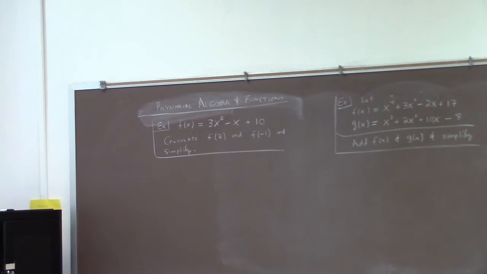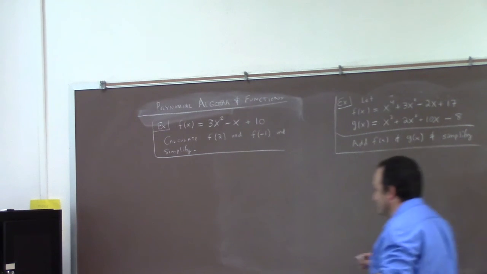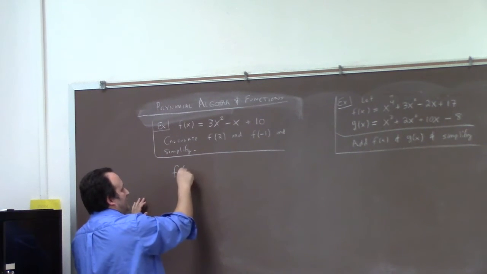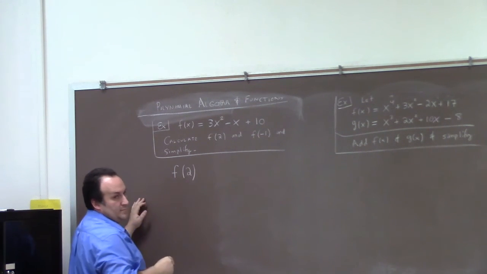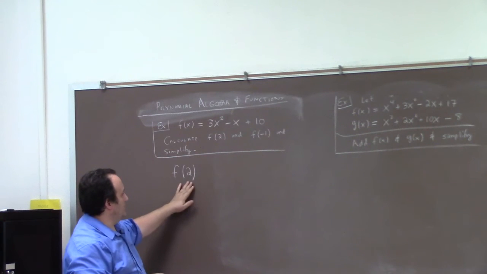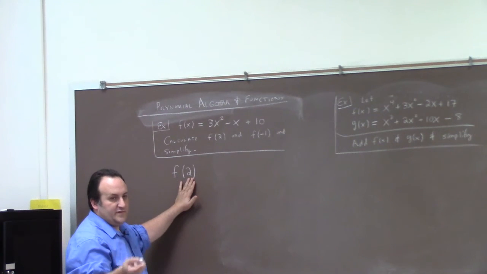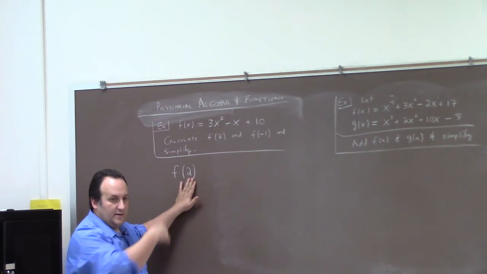Like for the first example? F of 2, what's that mean? So yeah, I'm hearing plug in 2 for x. That's what this means. It means everywhere there's an x, we put a 2, and we work it out.